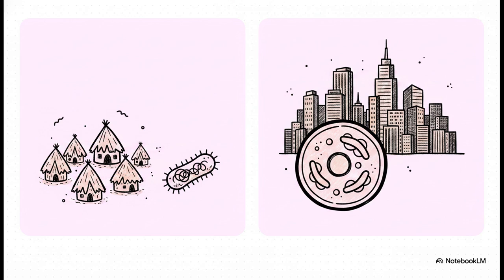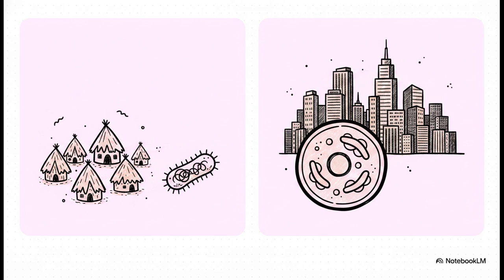They don't have a true nucleus, so their DNA is just kind of hanging out there naked in the center of the cell. But here's the thing. Because they are so small and they don't have all these complex internal compartments, they are astonishingly efficient at reproducing. An E. coli bacterium can divide and double its entire population in just 20 minutes. 20 minutes!